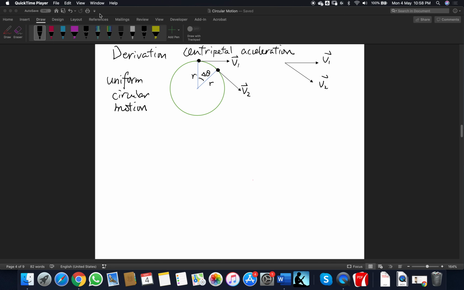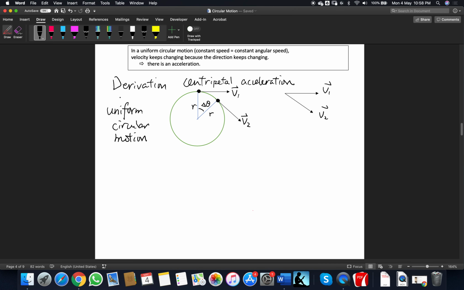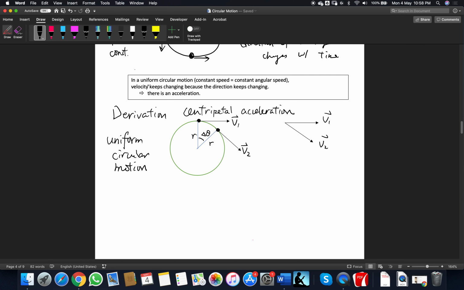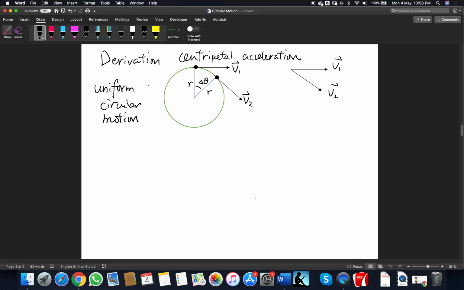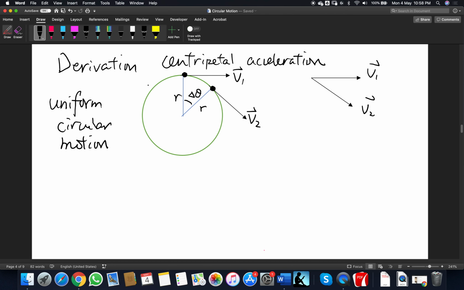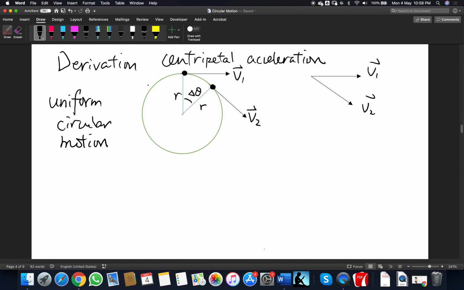In the last video, we learned about uniform circular motion, and in this video, we'll learn how to derive the formula of centripetal acceleration. So first of all, I call it the centripetal.